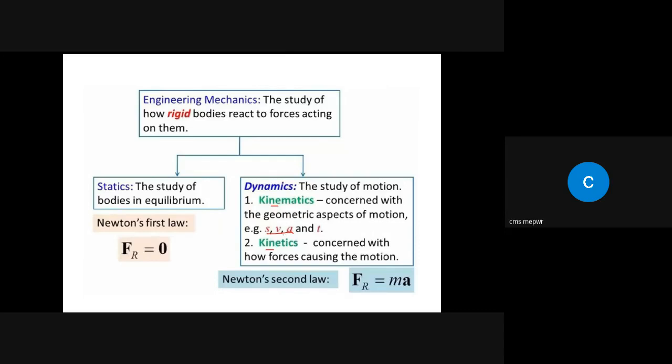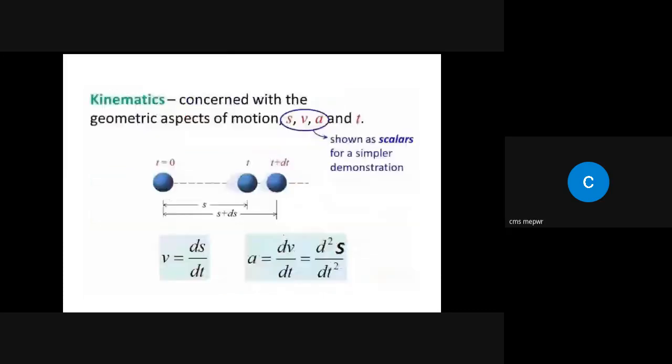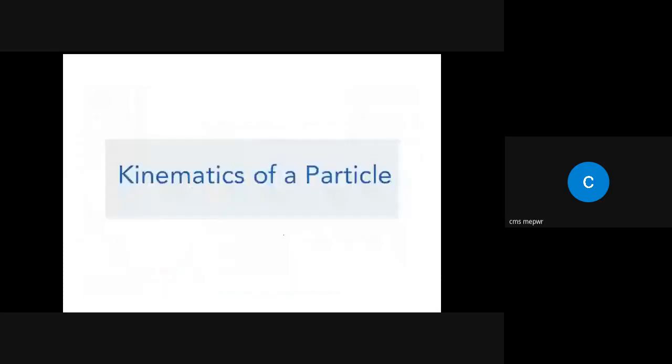So in kinematics, we do not consider the force or forces which cause motion, whereas in kinetics, we do consider the force and its relationship with the motion. The effect of force is motion, but we also consider the force. So in dynamics, we can have these two portions. In today's class, we will go through kinematics of particles, and then kinetics of particles. Then we will have kinematics of rigid bodies, and then kinetics of rigid bodies.